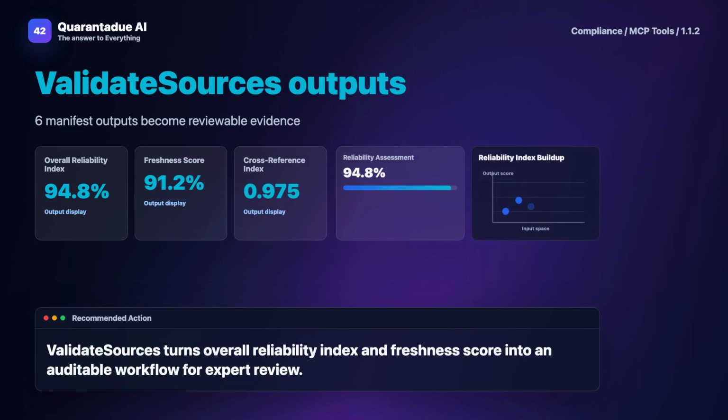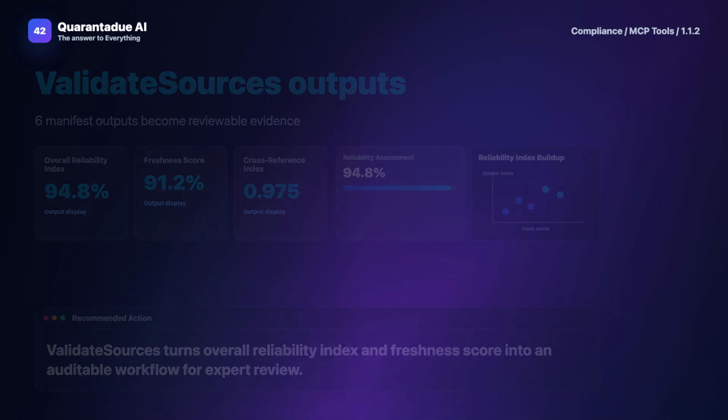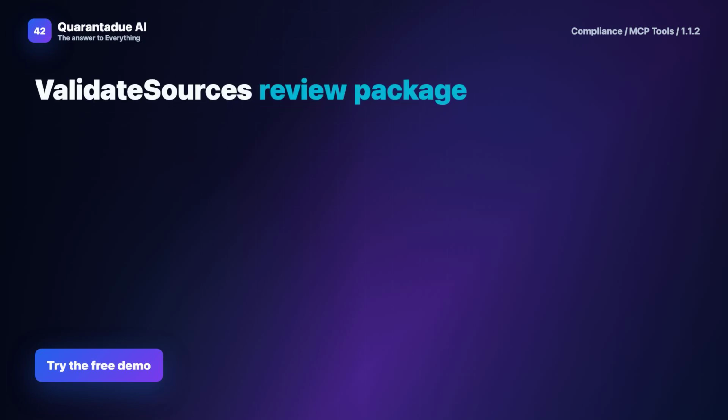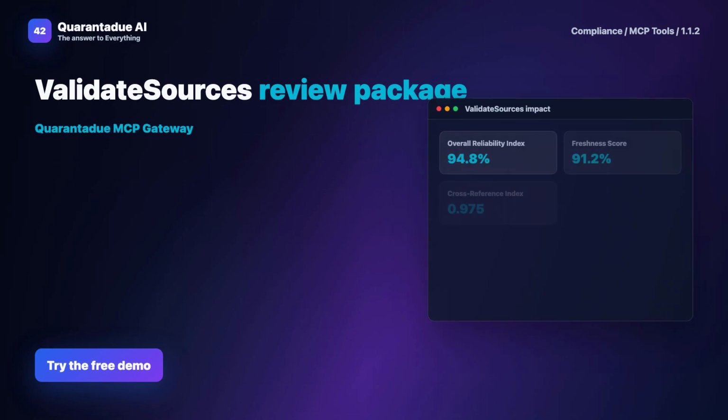This keeps the process deterministic, reviewable, and aligned with how compliance teams actually make decisions. Validate sources returns structured outputs such as overall reliability index, freshness score, cross-reference index, metadata rating, and reliability assessment. These outputs are designed to support review, reporting, comparison, and follow-up actions.